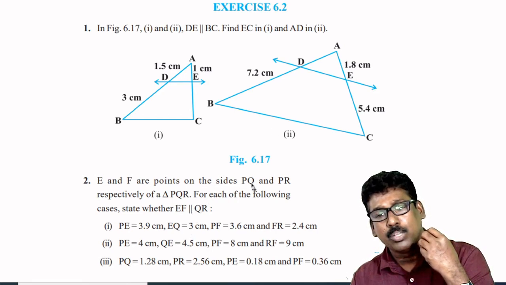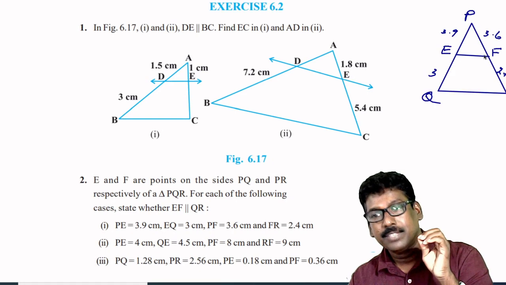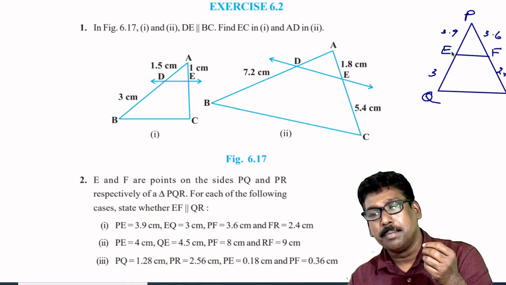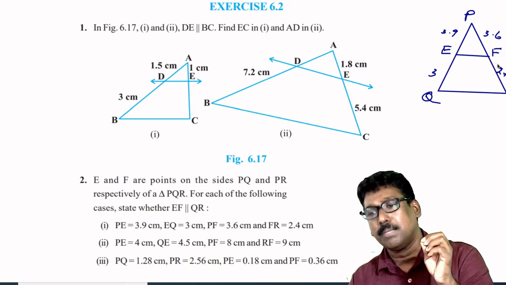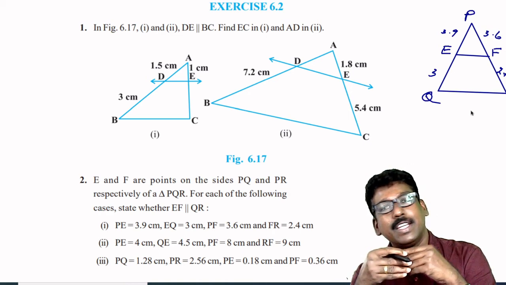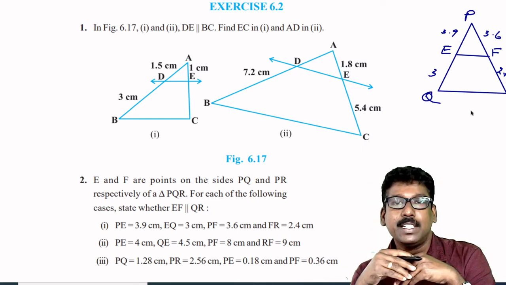Now look at question number 2. E, F are points on sides PQ and PR respectively of a triangle PQR. Draw a triangle PQR. Draw EF. Now the lengths of PE, EQ, PF, FR are given. You have to check whether EF is parallel to QR or not. That we already discussed. PE by EQ you find out. Similarly, PF by FR you find out. If both are equal, then you can say EF is parallel to QR by the converse of the basic proportionality theorem.